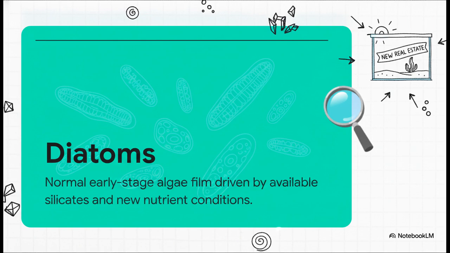These guys are essentially a totally normal, early-stage biological film. They're driven by available silicates and fresh nutrient conditions. Think of them as the opportunistic, transient visitors of the aquarium world. If you've got a newly established tank setup, these guys are practically guaranteed. They show up the second the lights turn on and that fresh sand goes in, eagerly taking advantage of all that pristine new real estate.